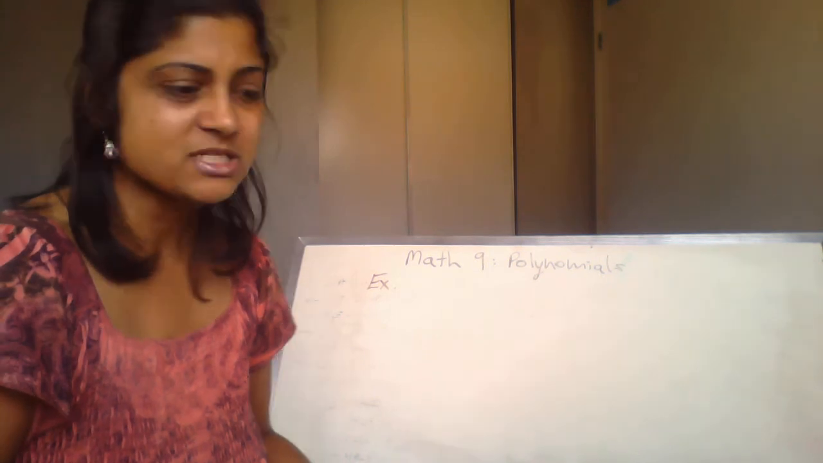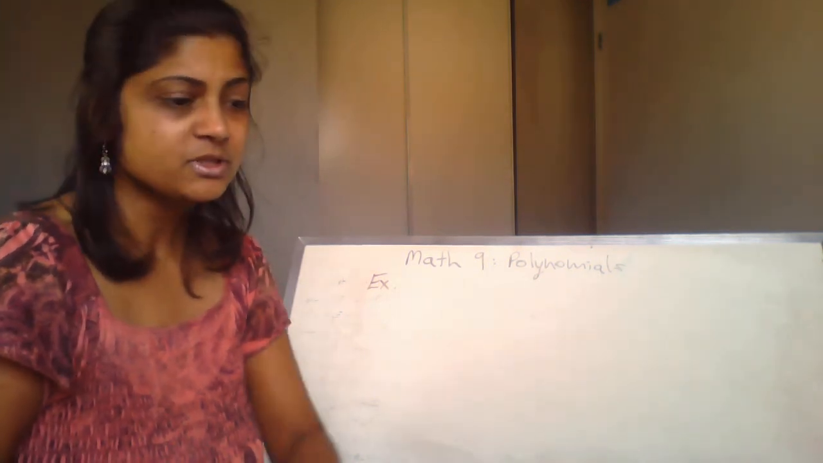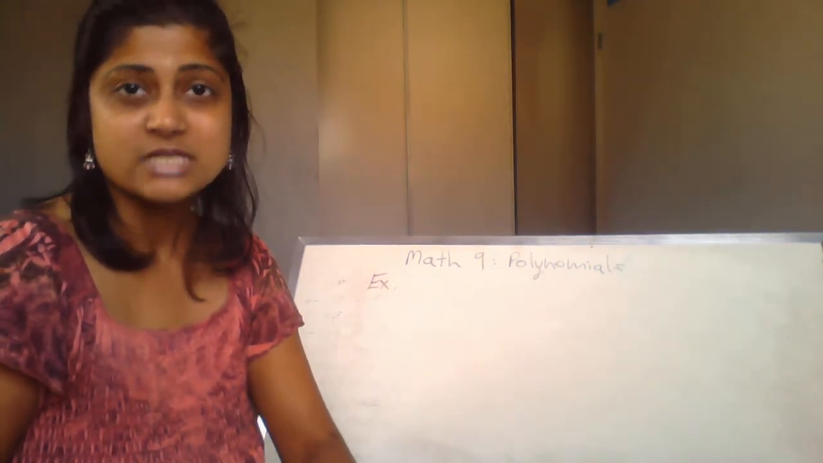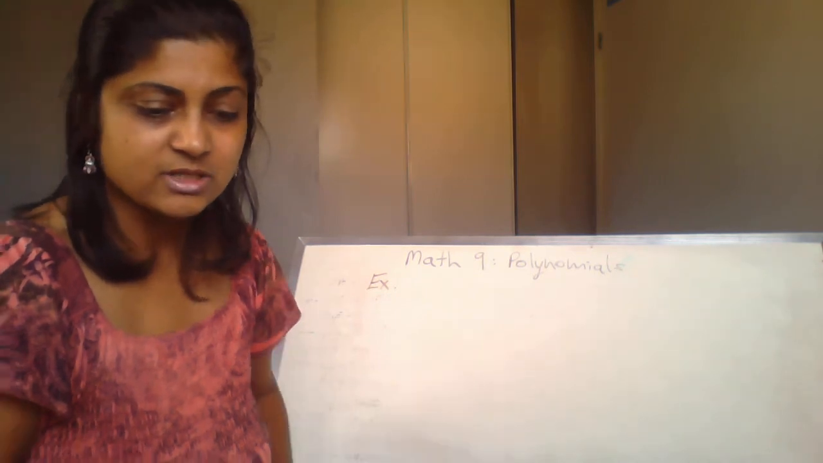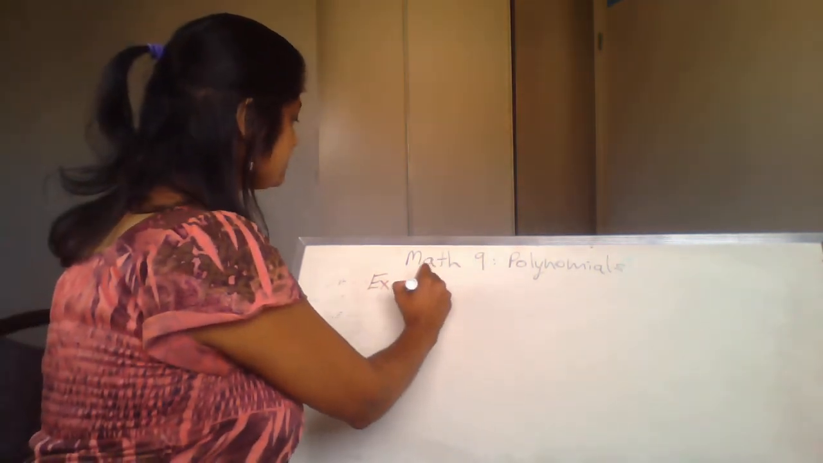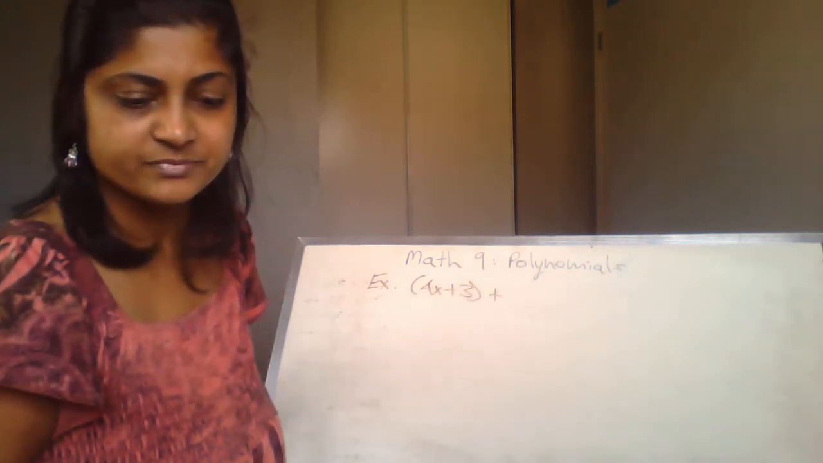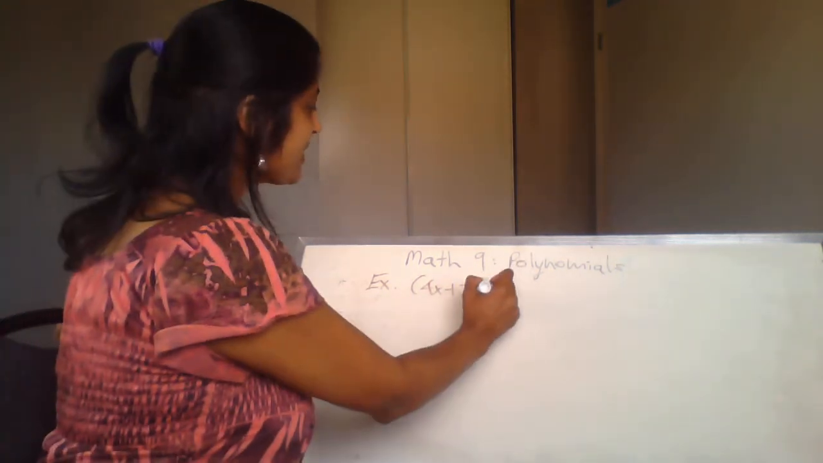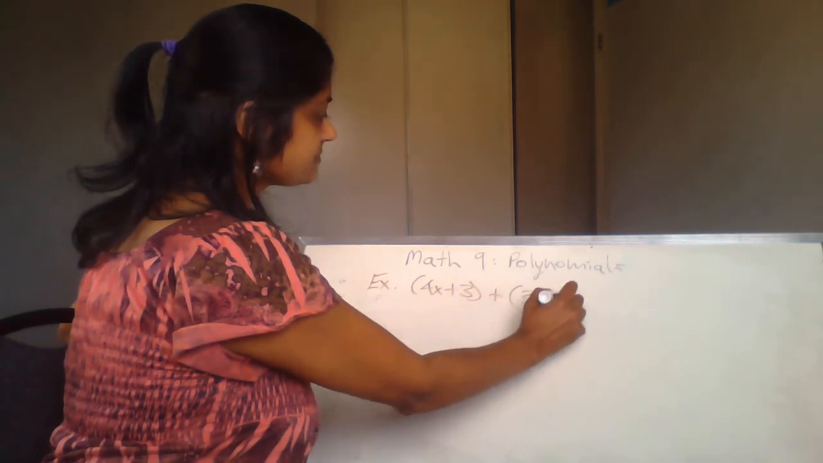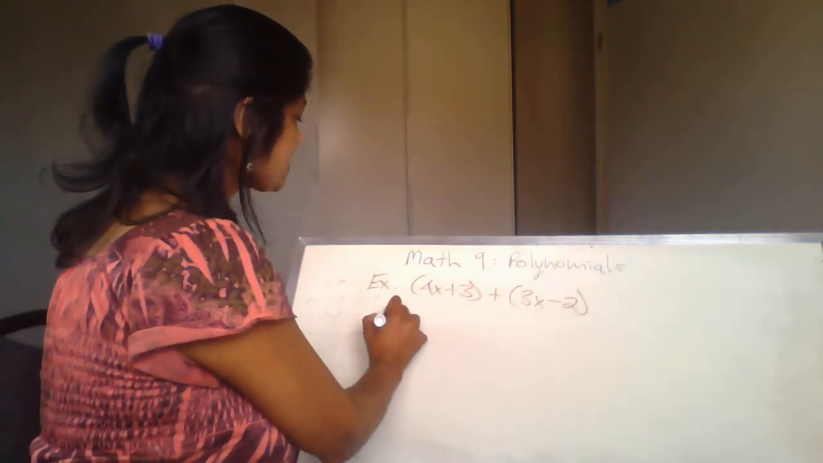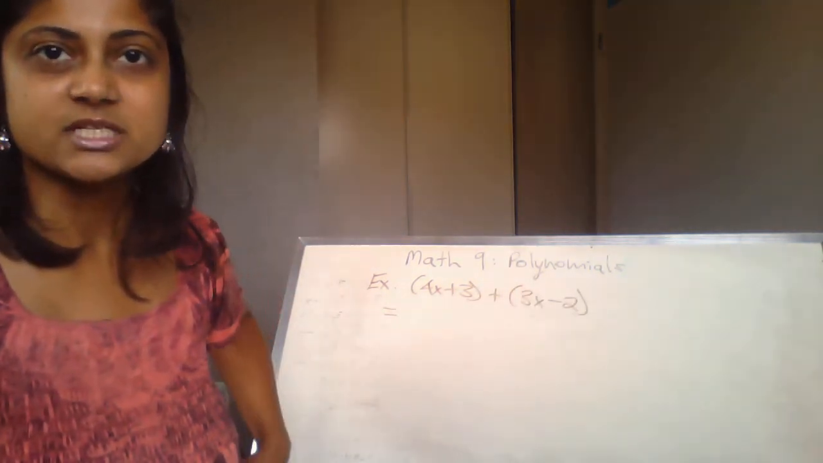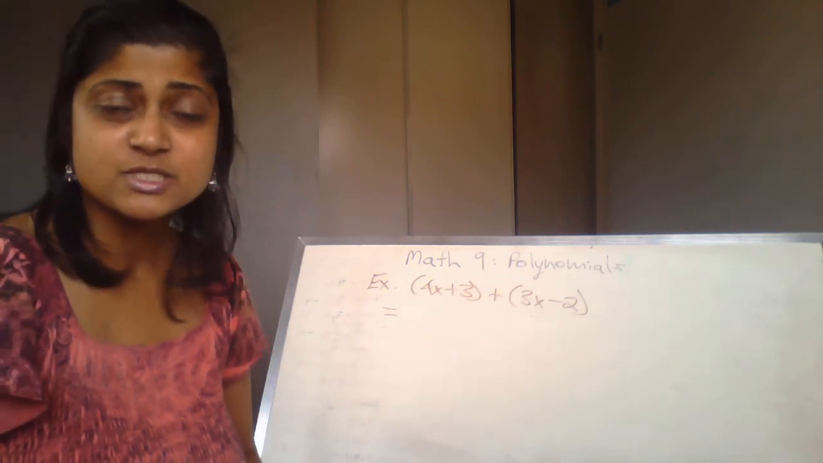Okay, again, I'm going to actually pick questions from the textbook within the review section. Okay, so let's start off with this one. So we're going to do 4x plus 3 here, plus 3x minus 2. Okay, so here we're just adding the polynomials together. Make sure you're putting the like terms together here.